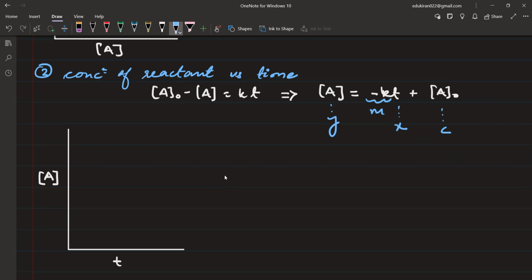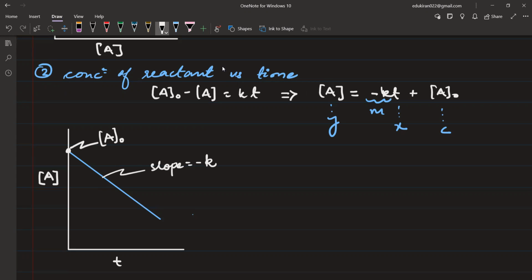Now, when the time is equal to 0, when the reaction has not started, we will have all the reactant, and it is going to start like this. There is too much of reactant initially, and slowly it is going to decrease. So this is the slope, and this is the intercept. This is A naught, the concentration of A at time 0. This is the slope, that is equal to minus k.